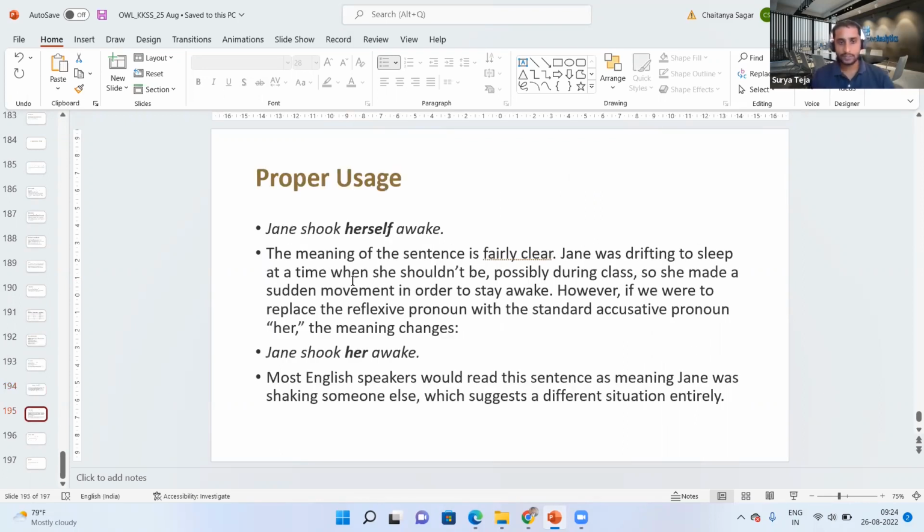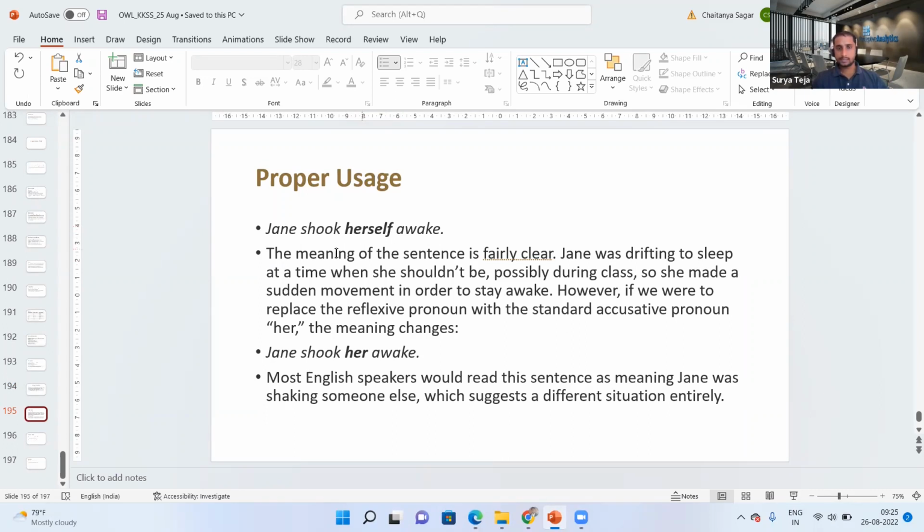If you see the first point, it says, Jane shook herself awake. What it is essentially saying is, Jane is a person, and that person shook herself awake. So she took the responsibility of waking and did it for herself. That is what it essentially means. So here herself is the reflexive pronoun.